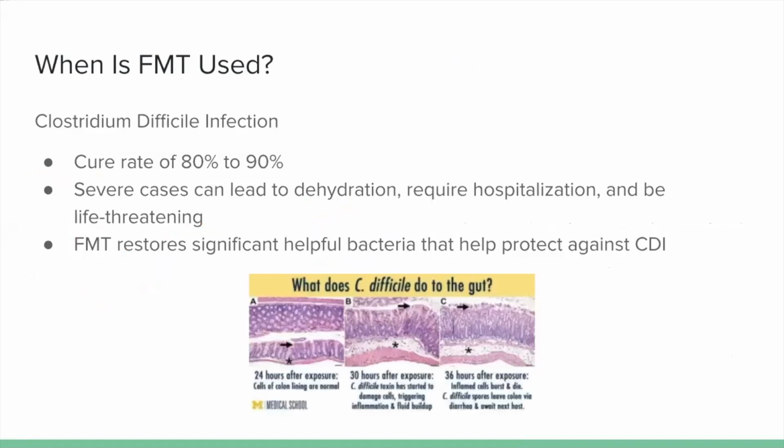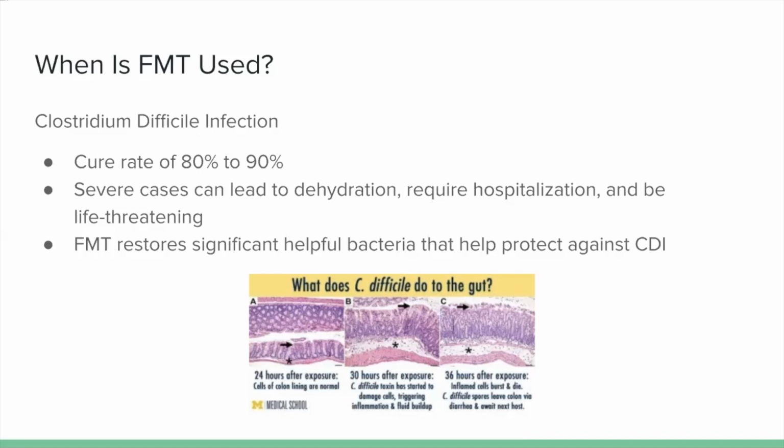When is FMT used? C. diff is a germ that causes severe diarrhea, nausea, fever, loss of appetite, and inflammation of the colon. Many people have C. diff in their bodies without any issues, but under certain conditions, the bacteria release toxins that create these symptoms. It can infect anyone, but most cases occur during or after an individual has taken antibiotics.